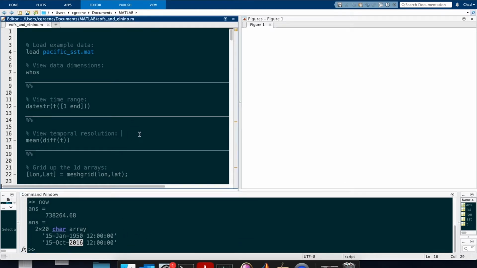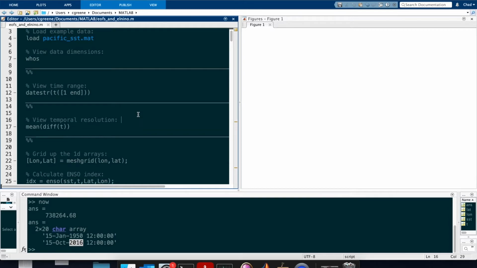And you could do the math for 802 time steps in between, but a simple way to say, well, what is the temporal resolution, is to take the mean difference between each time step, which is about 30 days. So this is a monthly data set from 1950 to 2016.